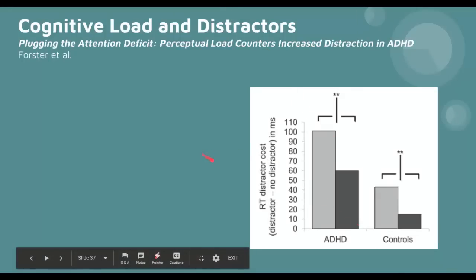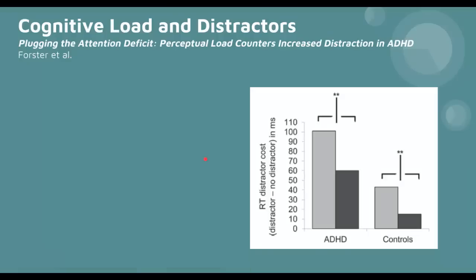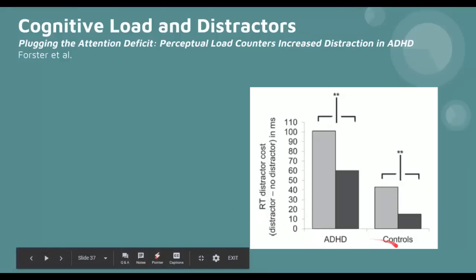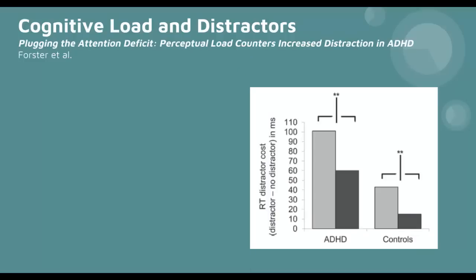I wanted to share one particular study that was relevant to those with ADHD, and that was by Forster and friends. Here we have the two groups: the ADHD group and the control group. In the light gray, we have the low perceptual load case, and in the dark gray, we have the high perceptual load case. What we're measuring over on the side is the reaction time in milliseconds. So we're trying to get a gauge on how many milliseconds we're actually processing that distractor.